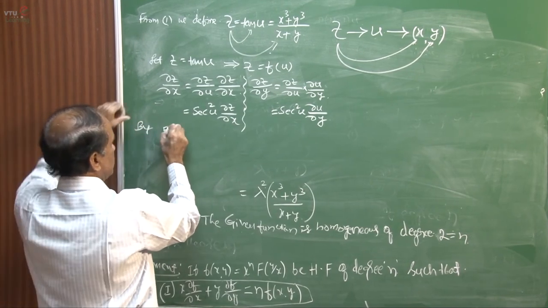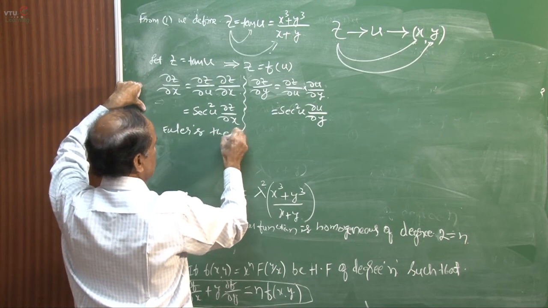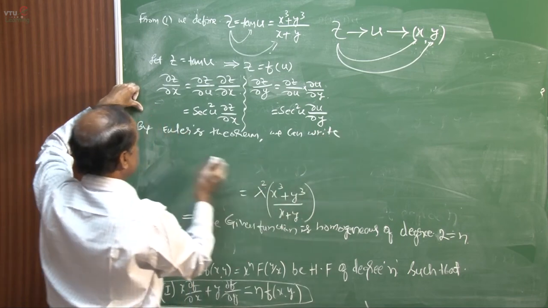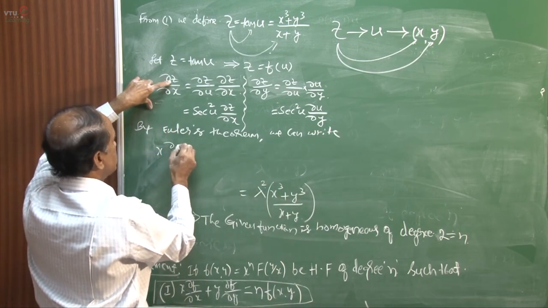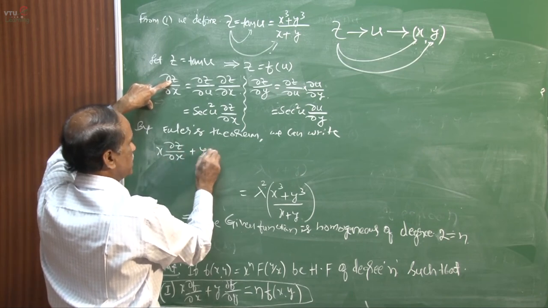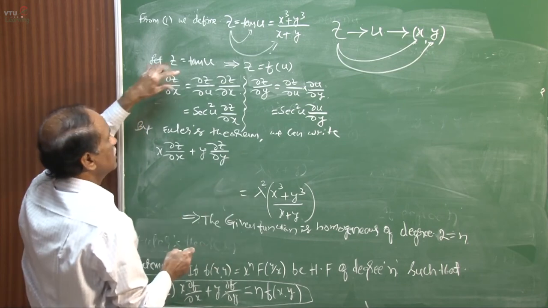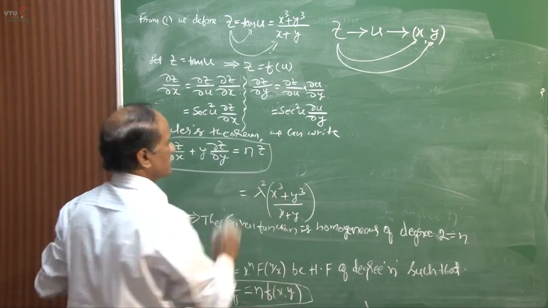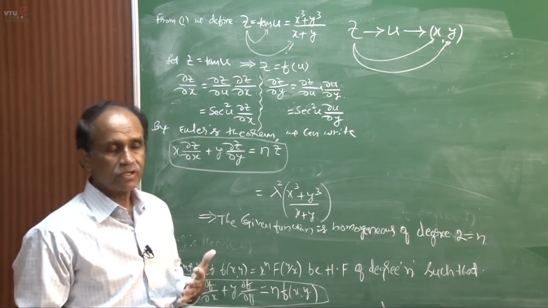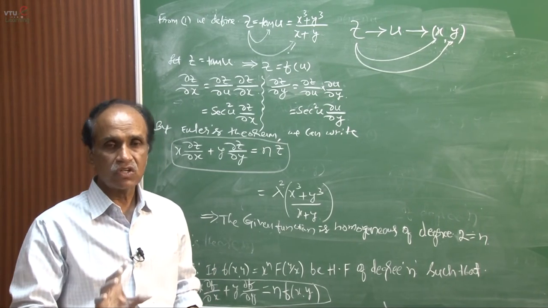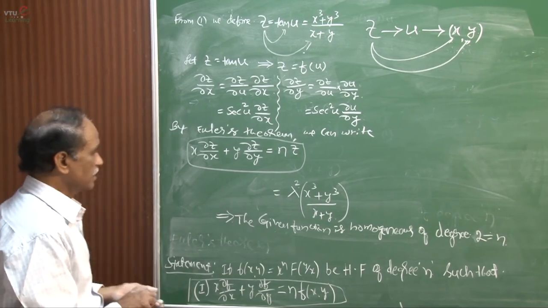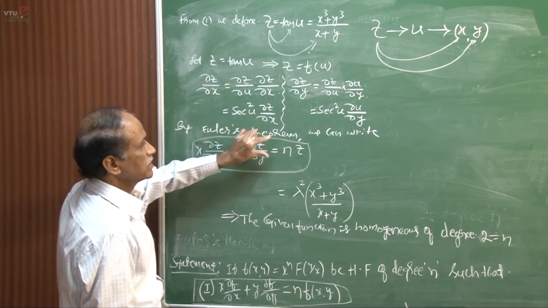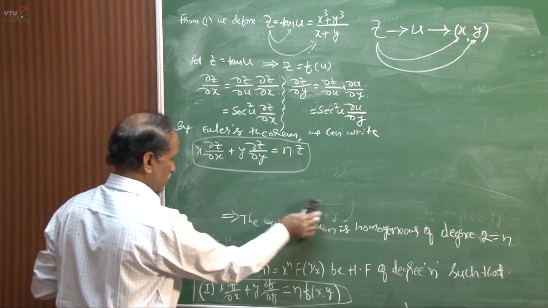By Euler's theorem, we can write x into del z by del x plus y into del z by del y is equal to n into z. This is symbolically the first part of the theorem we are writing. The first part of the theorem due to Euler means the summation of first order derivatives with respect to partial differentiation. Then I can take the replacement of this quantity by this one. Obviously, your result will follow.